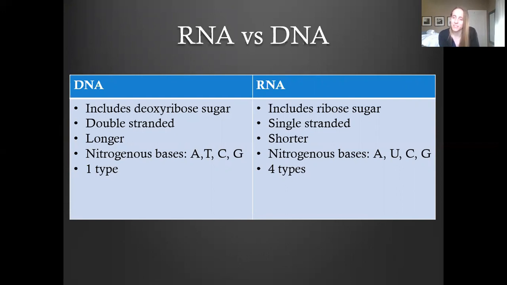RNA has a different type of sugar. It's called the ribose sugar instead of deoxyribose sugar. It's only single-stranded instead of double-stranded. It's shorter than DNA, and it has one different nitrogenous base. So it has A, U, C, and G instead of A, T, C, and G. So it has what's called a uracil instead of the thymine. And there's 4 different types.